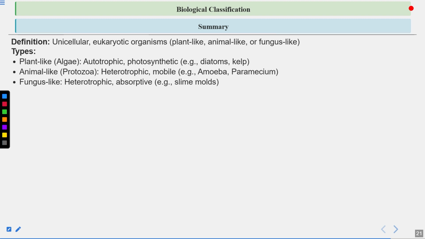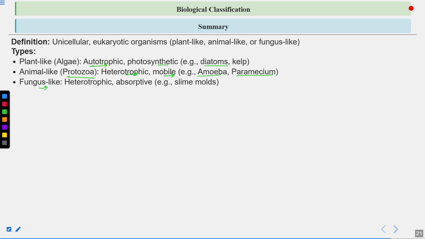So they are plant like, diatoms. They are autotrophic, like plants are also autotrophic. They contain chlorophyll pigments as well as other pigments which help in photosynthesis. They are photosynthetic, for example, diatoms. Then they are animal-like also, like protozoans. Protozoans are heterotrophic. Animals are also heterotrophic. Clear? They are mobile. Animals are also mobile. Example is amoeba and paramecium.